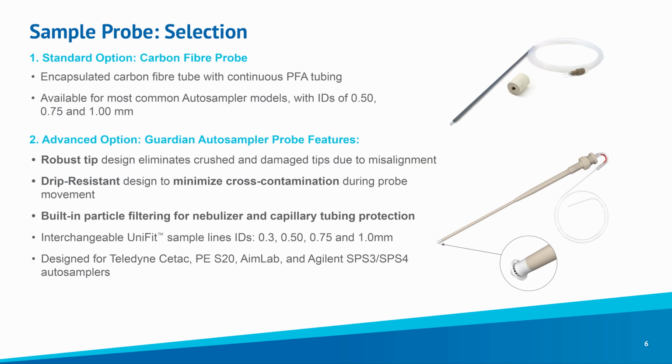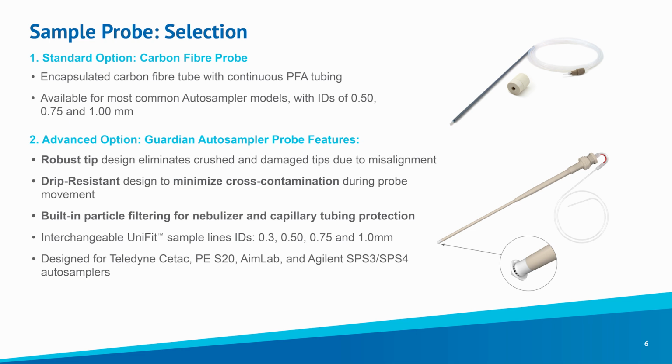When selecting a sample probe, it's essential to pick one that fits your lab's requirements. The carbon fiber probe is a reliable, traditional option for general sampling, especially with less challenging sample types. However, for more complex samples, such as those in battery testing, where blockages can be problematic, the Guardian sample probe is highly recommended. Its advanced design, featuring a robust tip and a built-in particle filter, effectively prevents clogging, making it a more dependable choice for difficult samples.